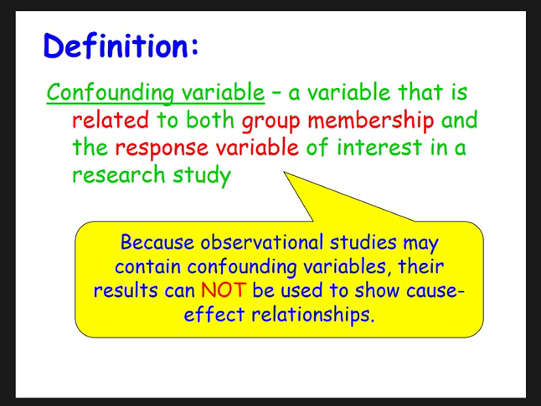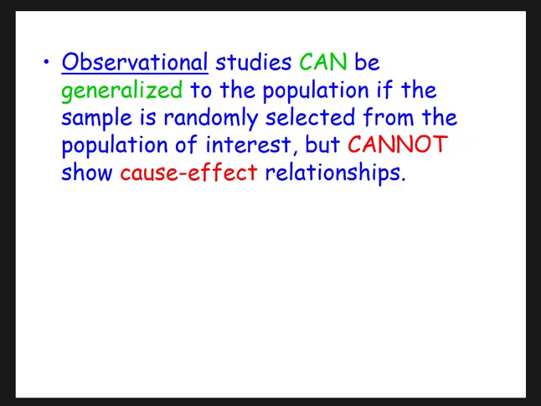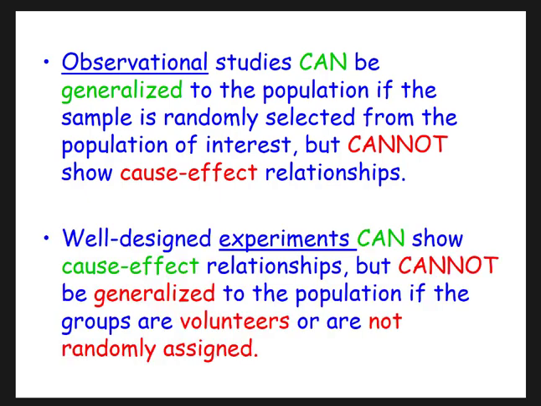Whereas in the experiment, we are changing something. We are changing a thing to see if something else changes. There, it's a little bit easier to establish that cause and effect. Observational studies can be generalized to the population if the sample is randomly selected from the population of interest, but they cannot show a cause and effect relationship. Well-designed experiments can show a cause and effect relationship, but cannot be generalized to the population if the groups are volunteers or are not randomly assigned.